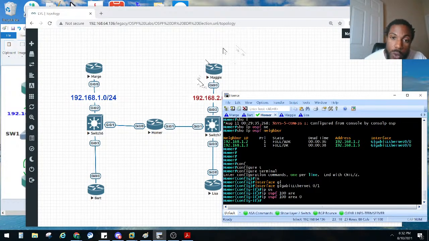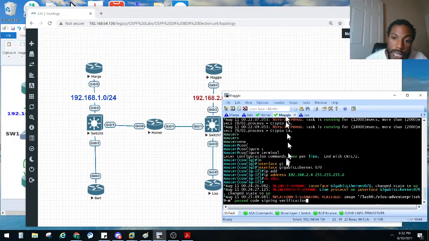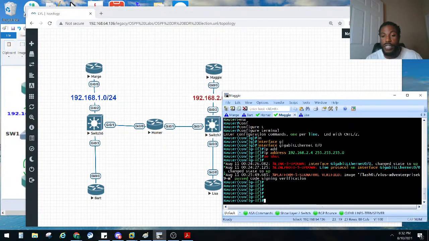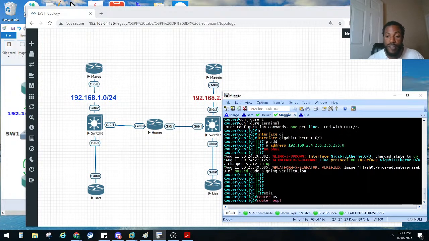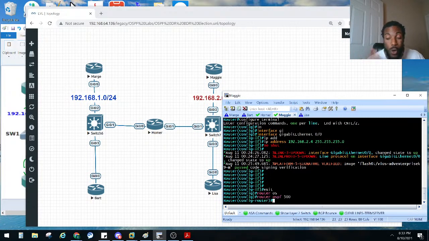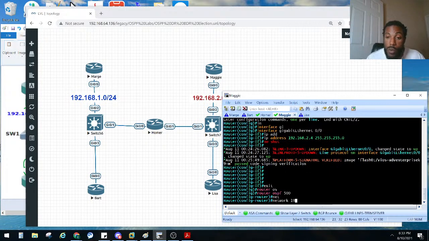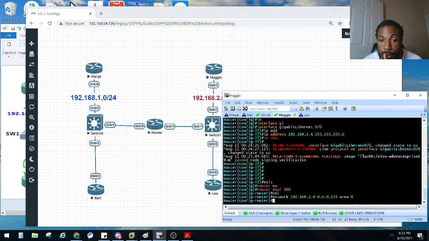And then let's go to Maggie. We did the IP addressing already. Let's not do OSPF interface specific; let's do a network statement. So we go to router OSPF. And just to show you that it's locally significant, I'm going to do router OSPF 500. You don't want to do this, but either way, they should theoretically still become neighbors. So we say network 192.168.2.0 0.0.0.255 area 0, and Maggie should become a neighbor with Homer by doing this. Let's see.